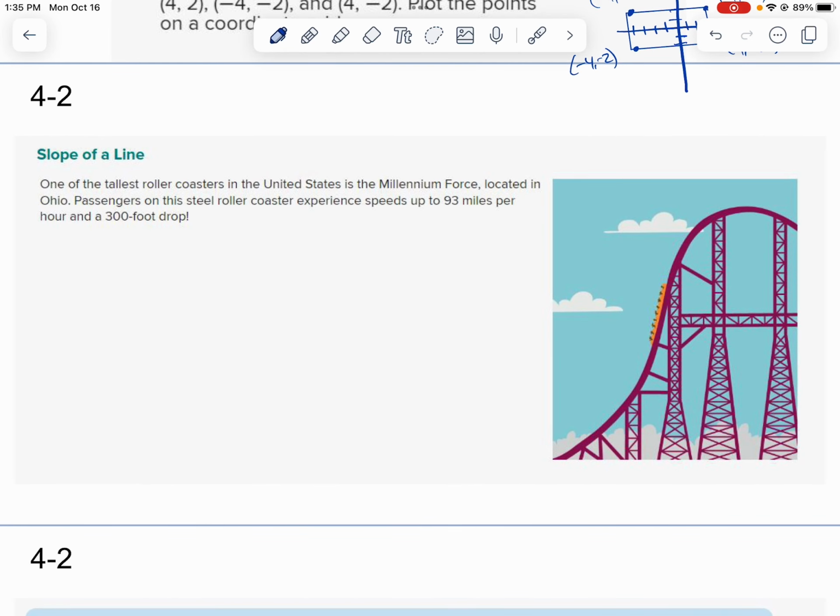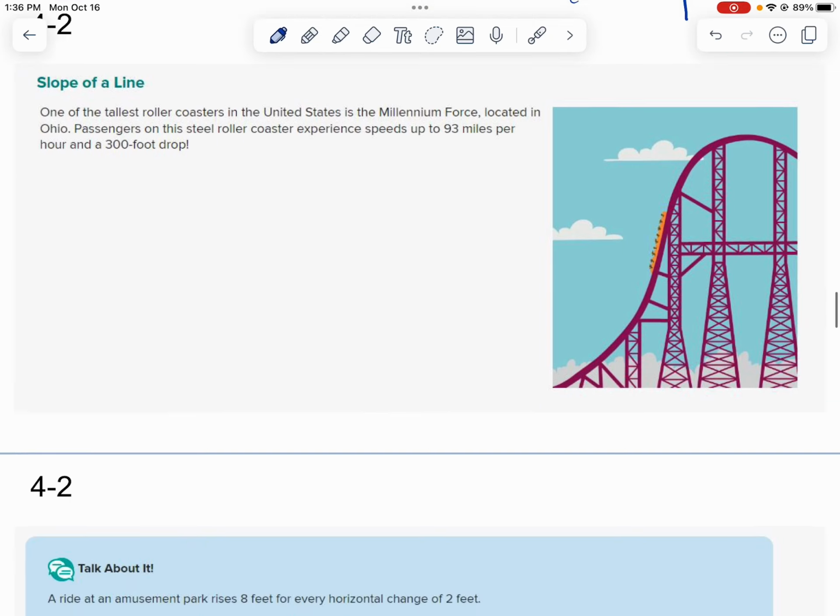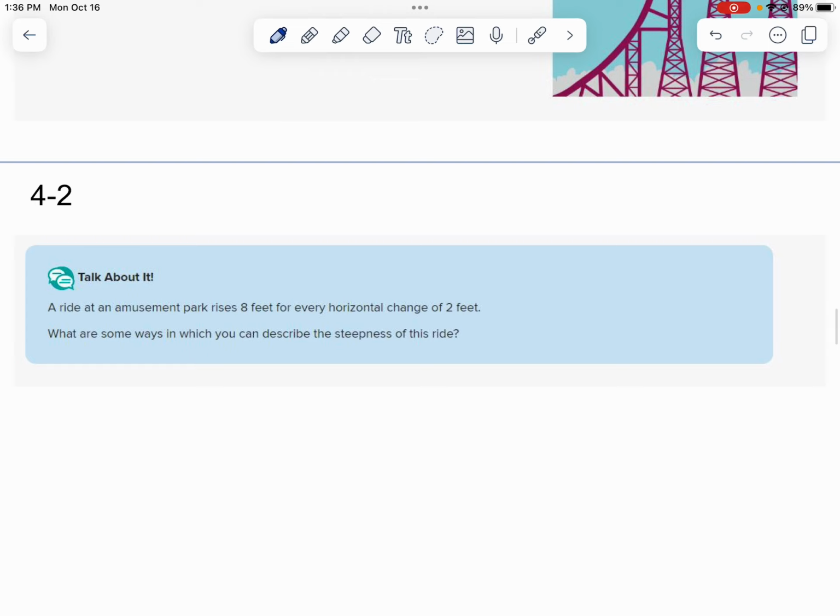Okay, one of the tallest roller coasters in the United States is the Millennium Force located in Ohio. Passengers on the steel roller coaster experience a speed up to 93 miles per hour and a 300-foot drop. Whew. The ride at the amusement park rises, so it goes up 8 feet for every 2 feet.